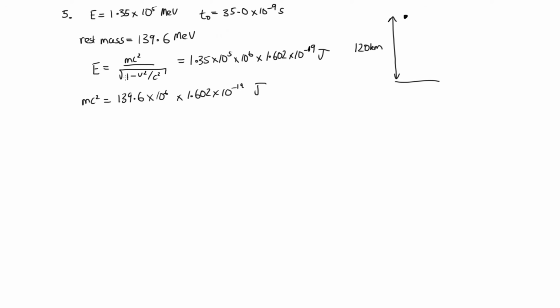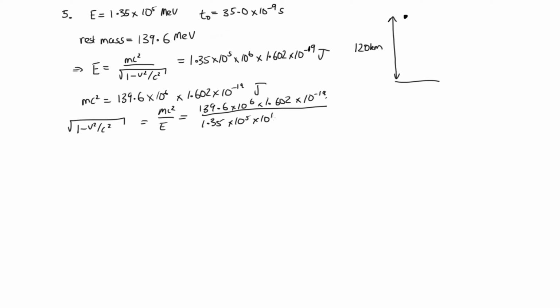So what we can do now is rearrange this so that we end up with the square root of 1 minus v squared on c squared is equal to mc squared on E, and we've got numbers for this. So this is 139.6 times 10 to the 6 times 1.602 times 10 to the minus 19 over 1.35 times 10 to the 5 times 10 to the 6 times 1.602 times 10 to the minus 19. So if you want to save some time, you could have left them both in mega electron volts and it would have cancelled out, but I didn't in this case.